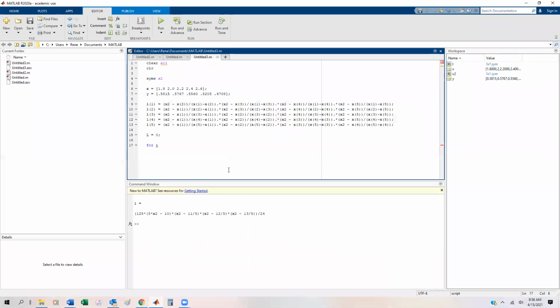Okay. So we're going to say for i equals 1 colon length of x. I'm going to say that L is going to be equal to L plus L sub i dot times y sub i. In fact, we don't even need the dot times, but might as well just do it. And we're going to end. So now I'm going to run this just to make sure there are no syntax errors or logic errors. And it looks like it ran.